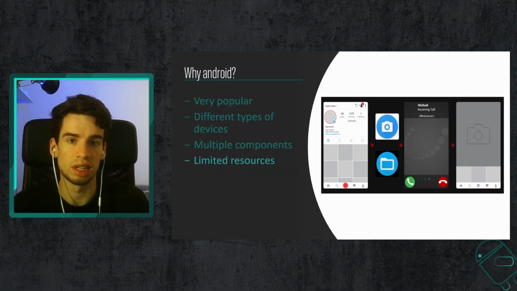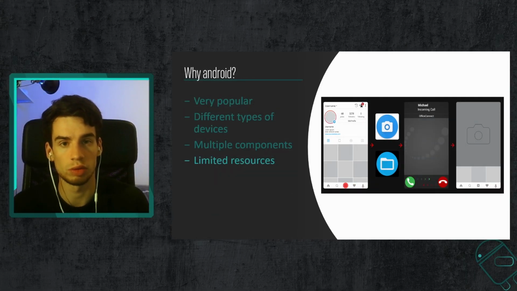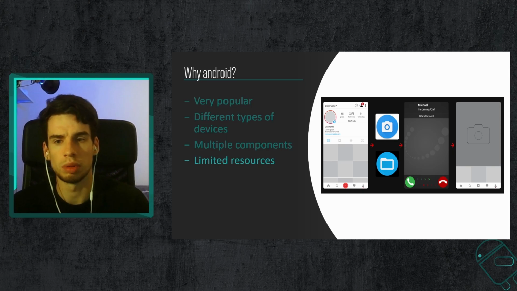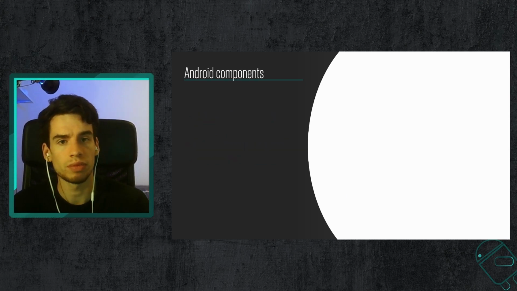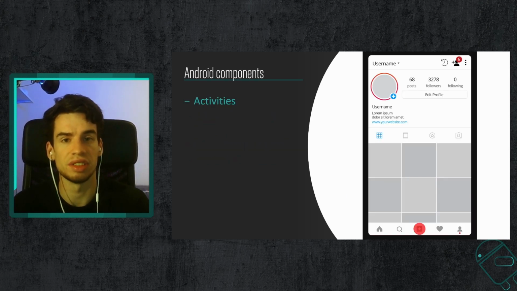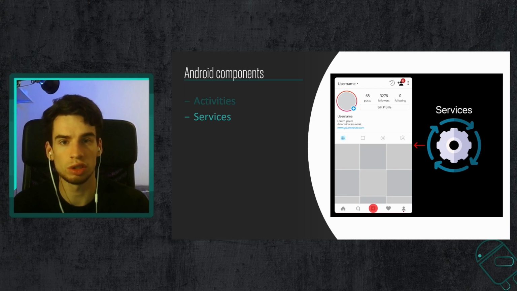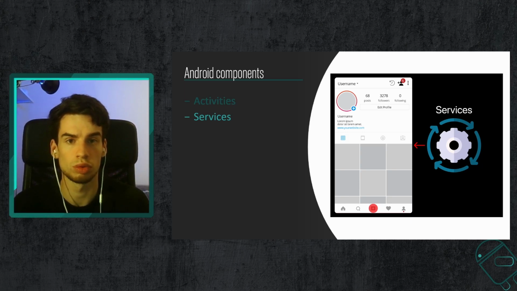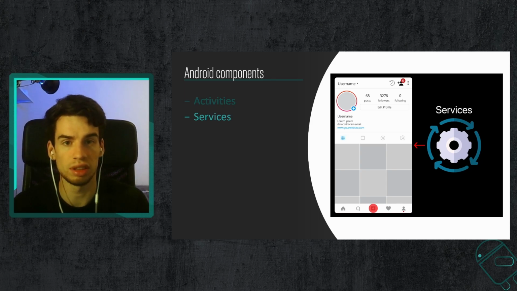So we already talked a little bit about the multiple components in Android. But what are those components? Well, the first component is activities. And activities is basically the user interface. So what the user sees and what the user can control. The second type of component is services. And services run in the background. For example, grabbing your photos from the Instagram server and providing them to your activity.